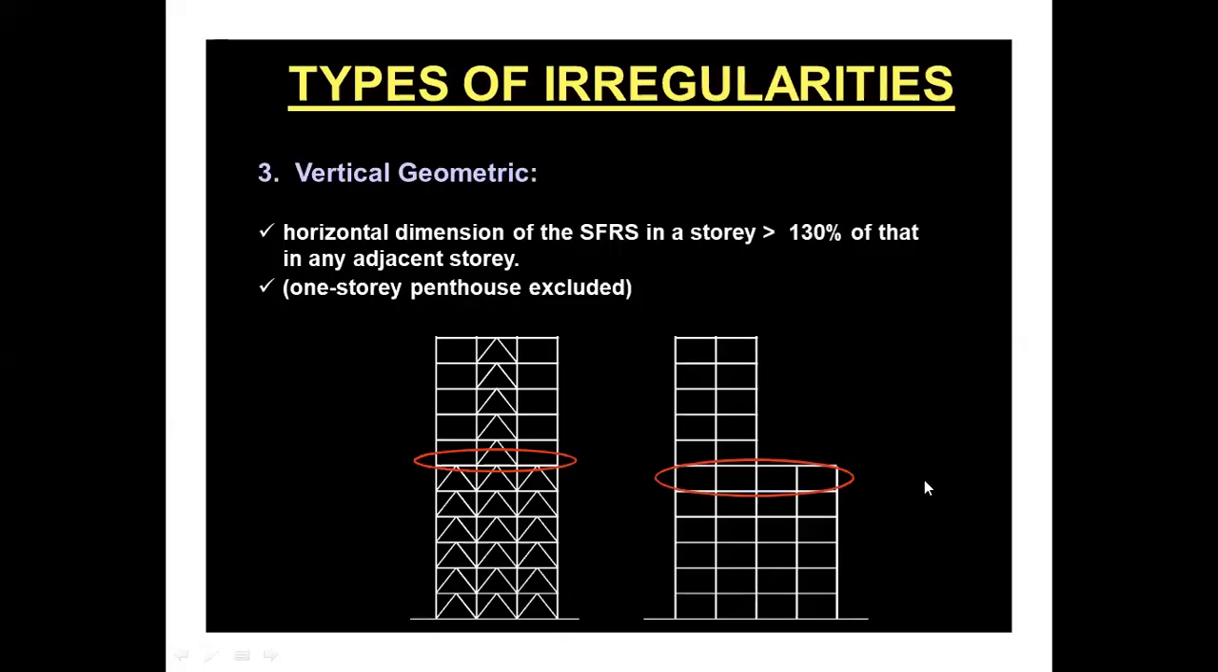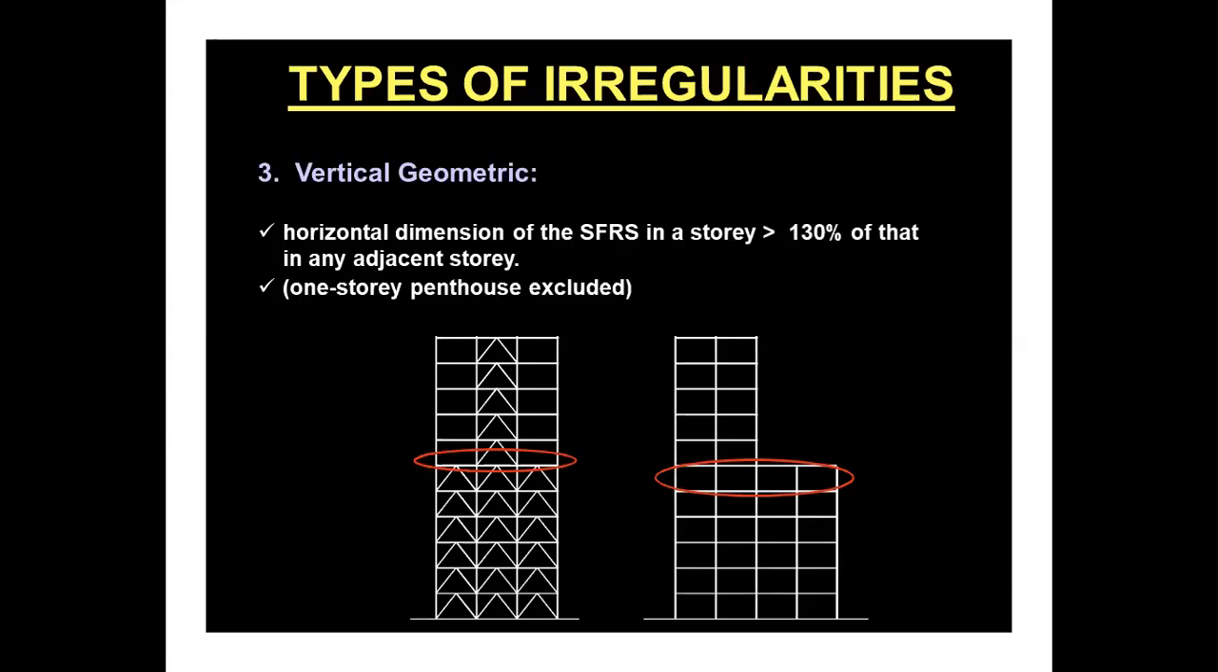So, hello students. In the last lecture, we studied two types of irregularities, horizontal irregularities and vertical irregularities, right? Some types of irregularity are still pending, so we start with the third one. Last time we saw mass irregularity. The third irregularity is called vertical geometric irregularity, right?